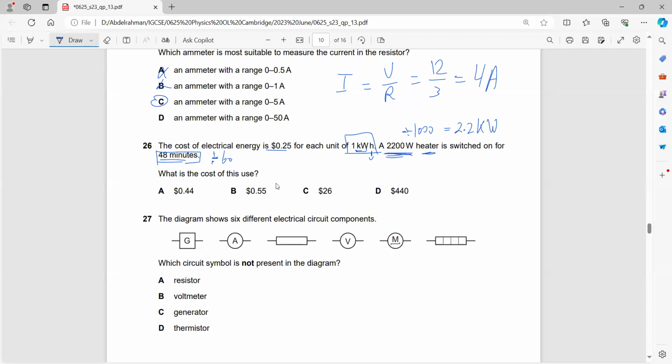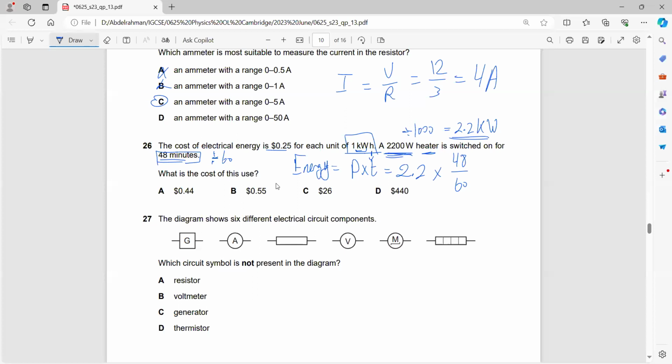How can I find the total energy used? It would be the power times time. The power is in kilowatts, 2.2, times the time, which is 48 over 60. I guess it's 0.8. So, 2.2 times 48 over 60.